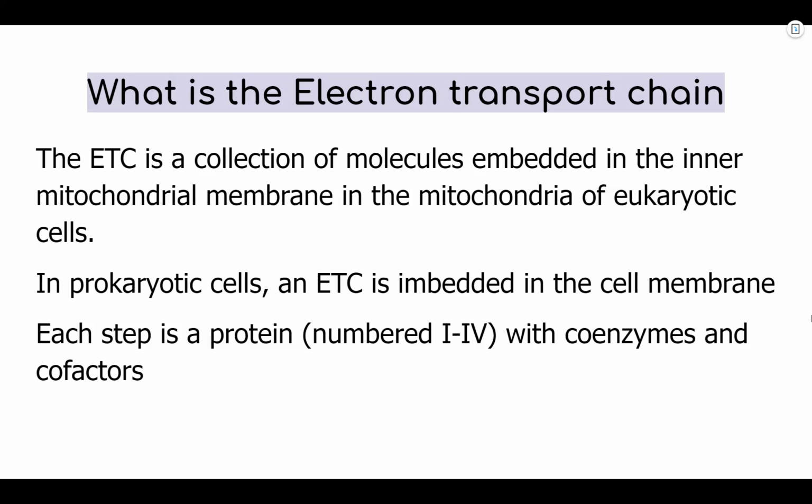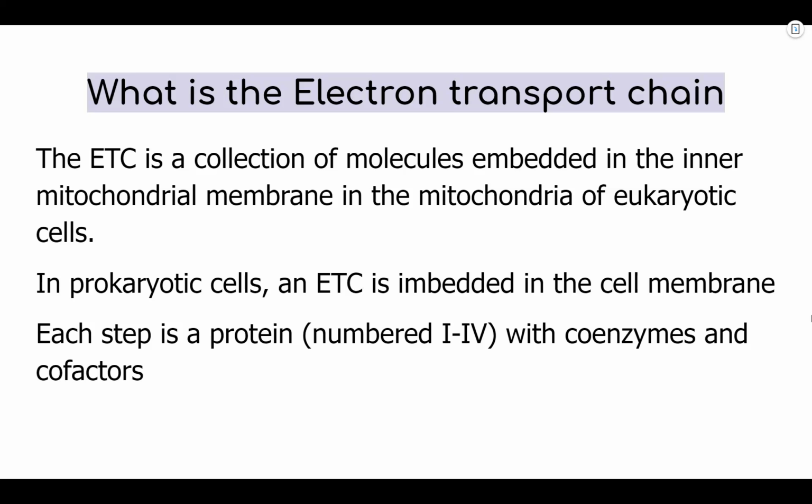We have 4 steps in the electron transport chain. They are proteins numbered 1 through 4, but we use Roman numerals. And there are a couple coenzymes and cofactors that help it along. So it's a bunch of proteins embedded in this membrane. There are 4 of them total. Again, inner mitochondrial membrane, not the membrane of the mitochondria, but the membrane that is inside of the mitochondria.